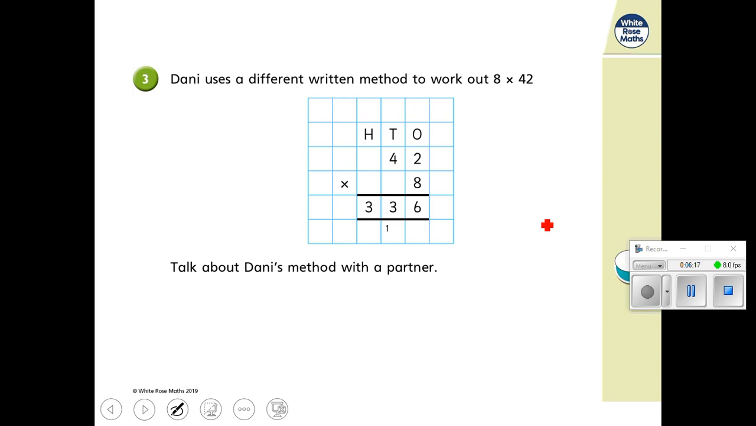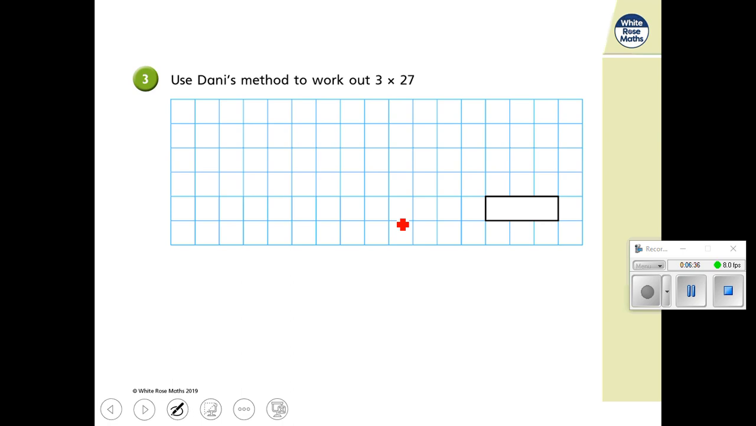Next question. Right, here's a different method. So what's going on now is that we do 8 times 2, and 8 times 2 is 16, so we put the 1 here, which is the carrying digit, and there goes the 6. And then 8 times 4 is 32, plus the extra 1, which makes 33. So that's why we've got that number there.